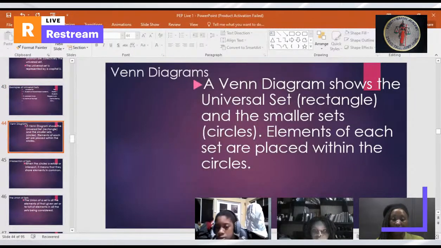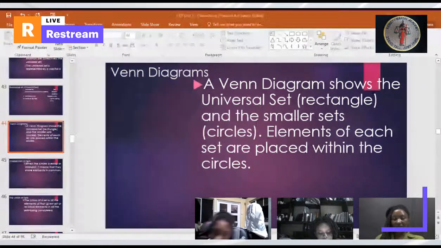Imani? Venn diagrams. A Venn diagram shows the universal set, or rectangle, and the smaller sets, which are circles. Elements of each set are placed within the circles. So that's what we said. The Venn diagram is a rectangle, and it represents the universal set. Within that rectangle, we're going to have some circles, each of which represents a set.